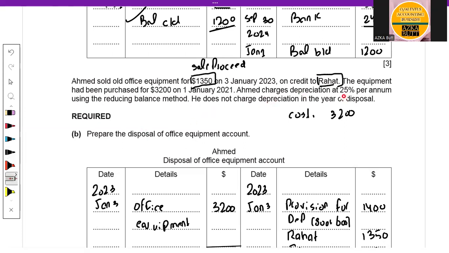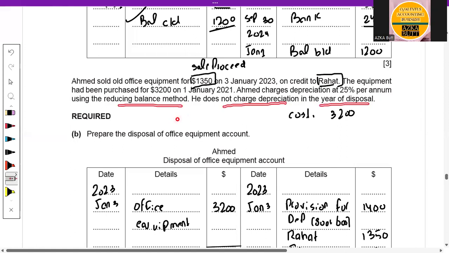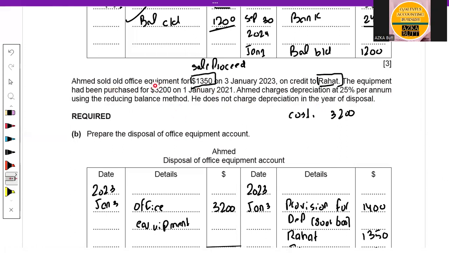Ahmed charges depreciation at 25% per annum using the reducing balance method. It does not charge depreciation in the year of disposal. Basically, Ahmed sold this office equipment in 2023, so we should not charge depreciation for 2023, but we would charge depreciation for 2021 and 2022. He is using the reducing balance method, and 25% is the rate.